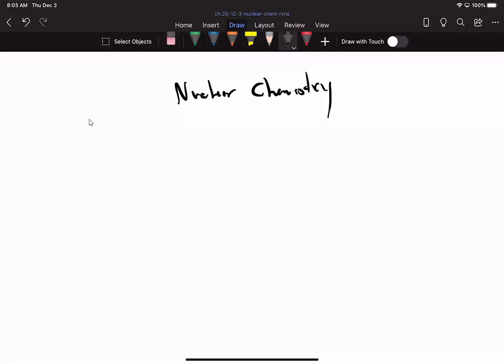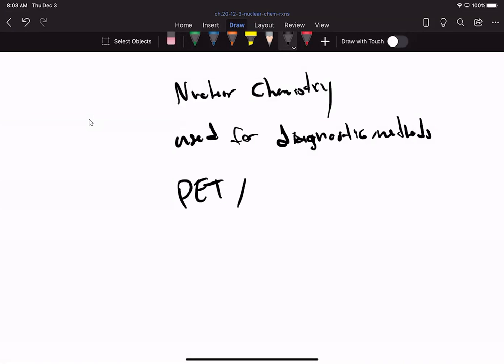All right, so we're going to jump into nuclear chemistry now. So this is what is used currently for diagnostic methods, right? I don't know if you've ever had them done or know anybody that's done, but we use them for what we call PET scans, CAT scans. They're used for cancer treatments.